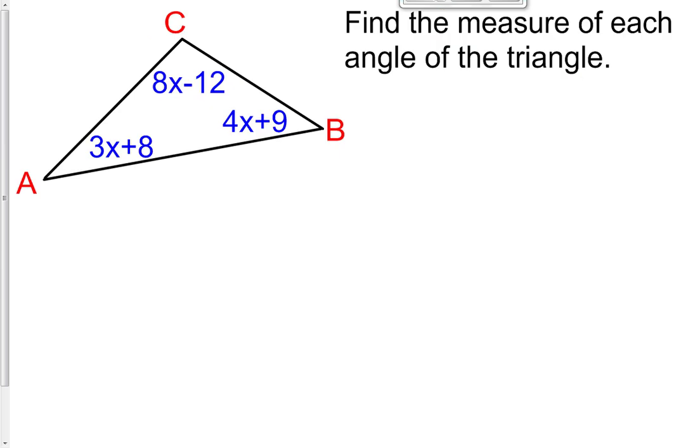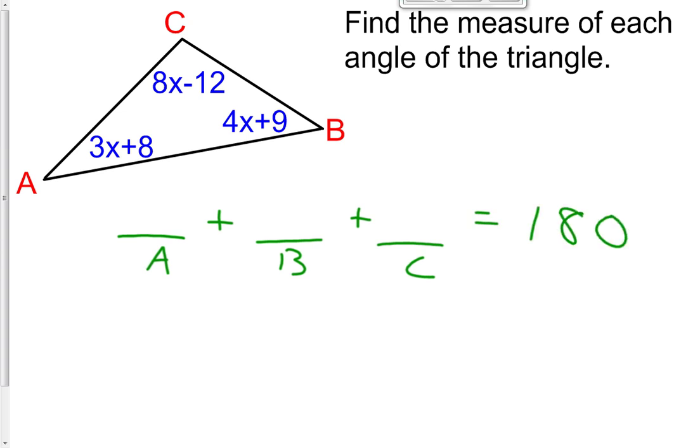Last one for the day. We know that in a triangle, there is a sum of 180 degrees. So angle A plus angle B plus angle C has to add up to equal 180 degrees. I see a bunch of expressions up here, but I know that when we add angle A plus angle B plus angle C, it has to equal 180 degrees. That's the triangle angle sum theorem. So angle A happens to be 3x plus 8. Angle B is 4x plus 9. Angle C is 8x minus 12. When we add those three angles together, it equals 180 degrees.